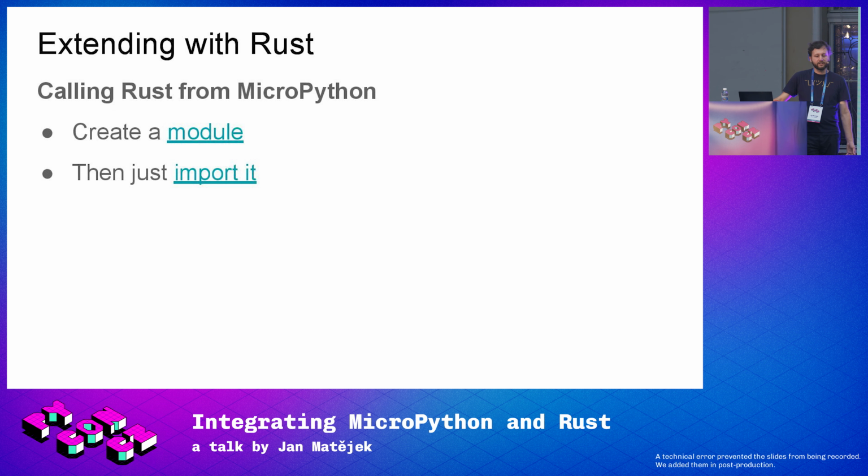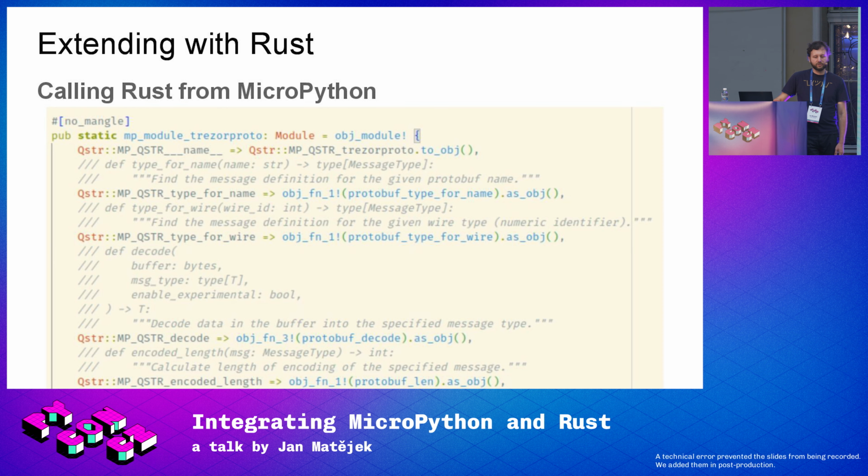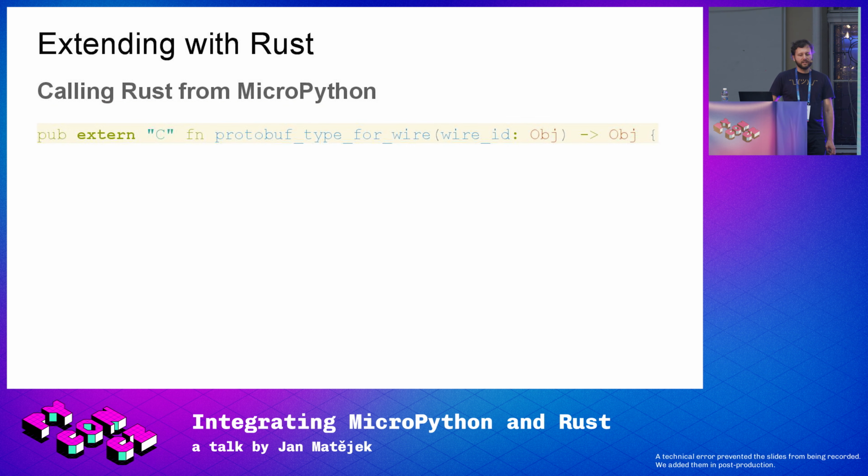In Rust, it's basically the same thing. We have some nice syntax for creating modules. We have some object module macro, a name, value, and this also magically creates an object from the function. And the function itself looks like this. We get an argument, which is of type object, and return another object.